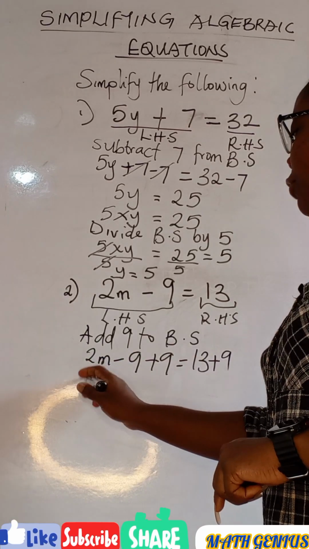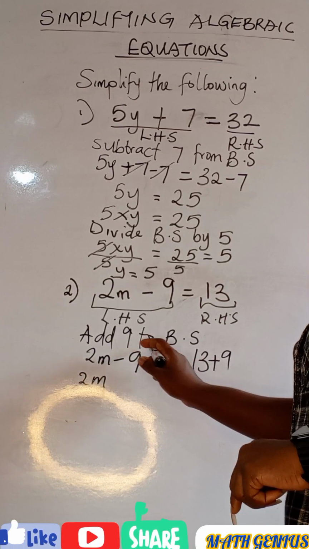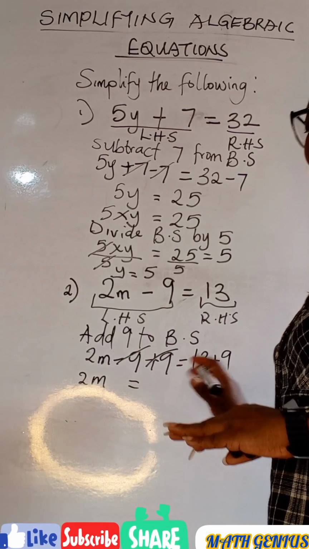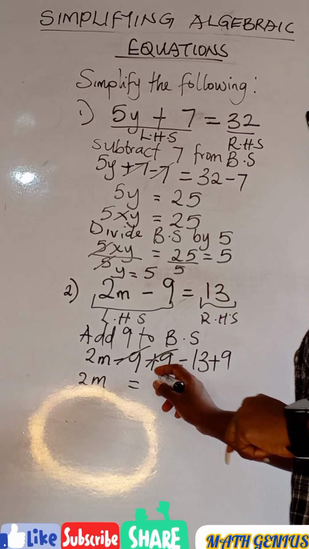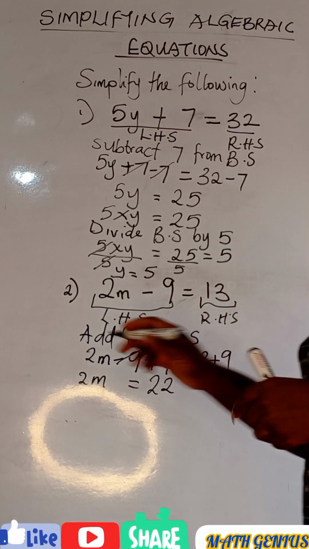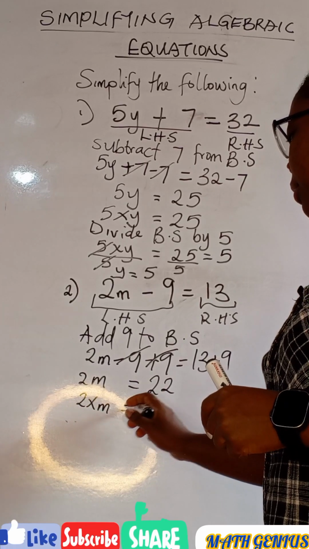Now, of course, we have 2m. Negative 9 plus 9, of course, will give us 0. So we are left with 2m there. Then the right hand side, 13 plus 9, 22. Yes. Now, you can expand 2m to become 2 times m.